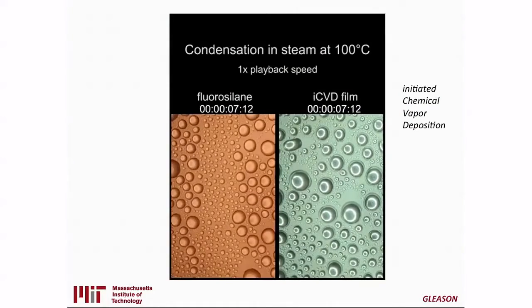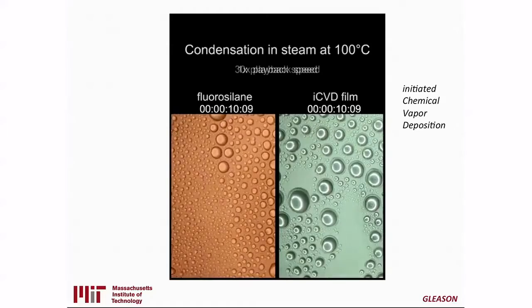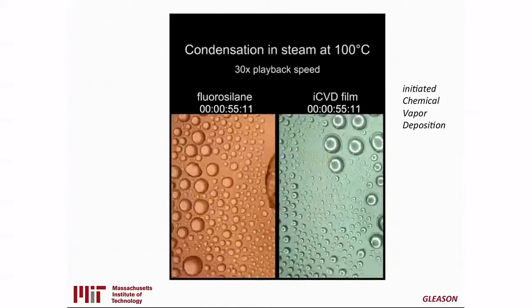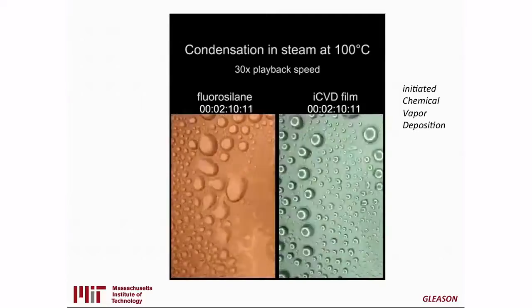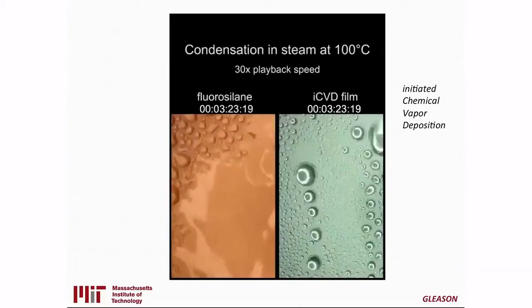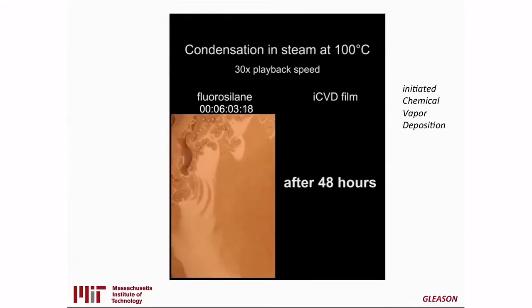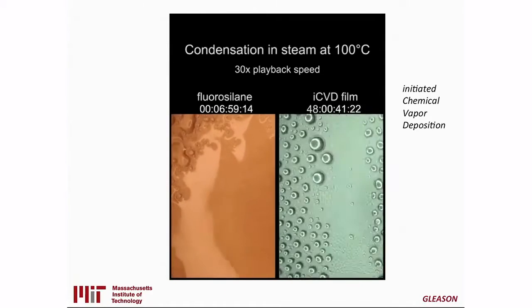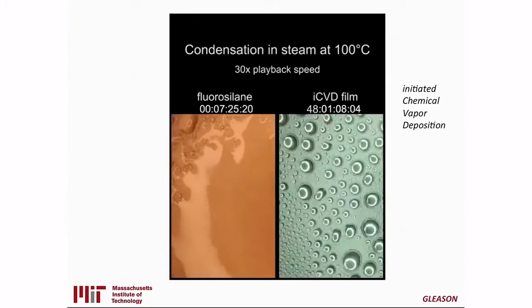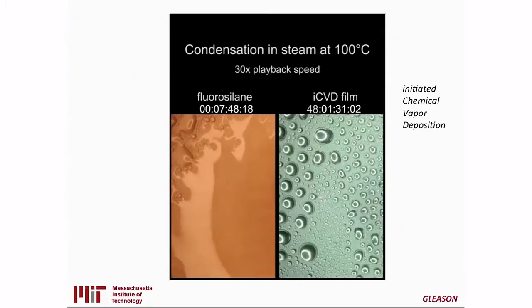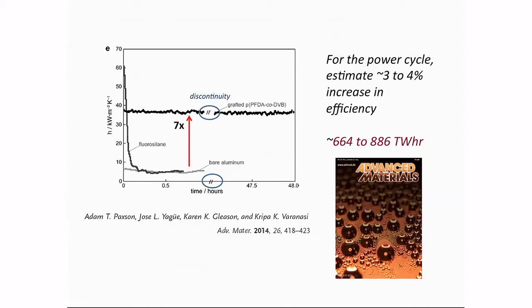So what you're seeing here is a side-by-side comparison of a conventional coating using a fluorosilane and the coating developed in my lab using iCVD. At the beginning, both exhibit this desirable dropwise condensation, but what you can see for the fluorosilane is that it quickly degrades. In fact, it delaminates and exposes bare metal, and you're back to this film-wise condensation. Where the iCVD film, there was a break in the action, and you're now at 48 hours, 2 days later, and you're still in this efficient dropwise condensation mode.